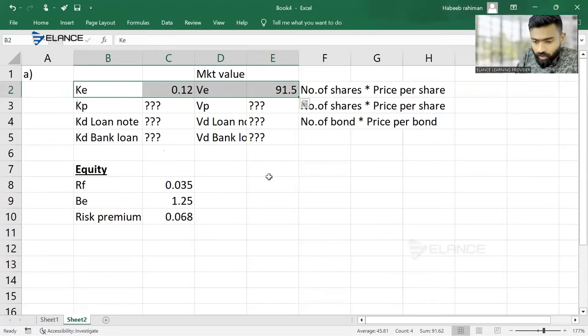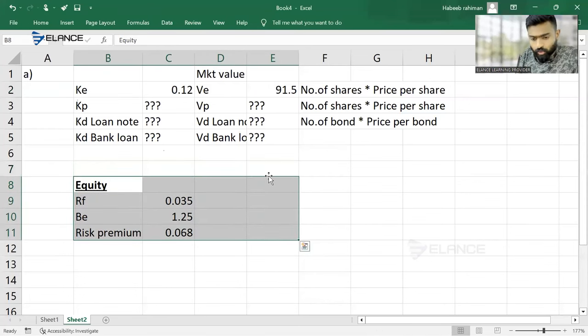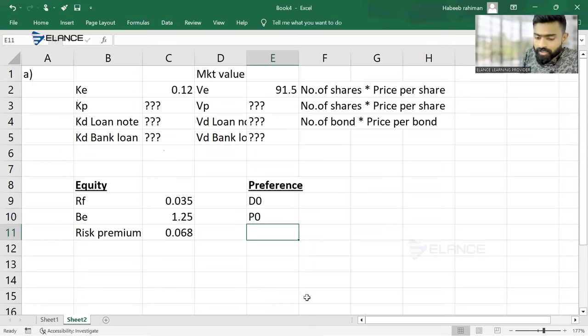I'll write another working note here. Please do practice with me. Please do it together. Now I'll open a working note for preference shares. I require D0 and P0.